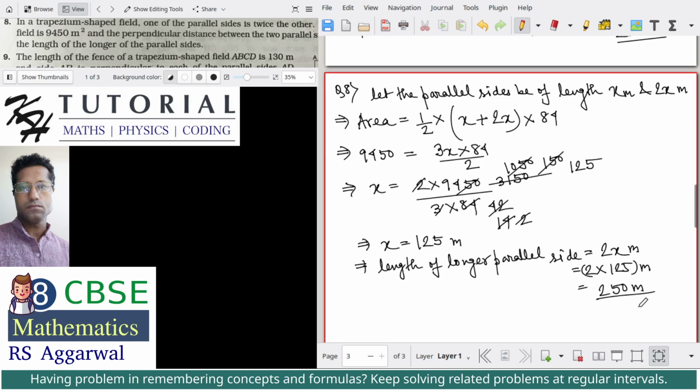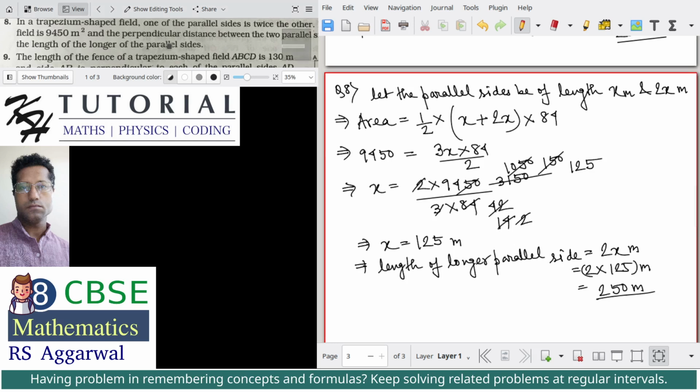Find the length of the longer parallel sides. The longer parallel sides will be 2x meter, which is 2 multiplied by 125, which is 250 meter. I don't know why the answer is given as 150 meter. Why? If it is 150 meter, x will come as 75. It is wrong.